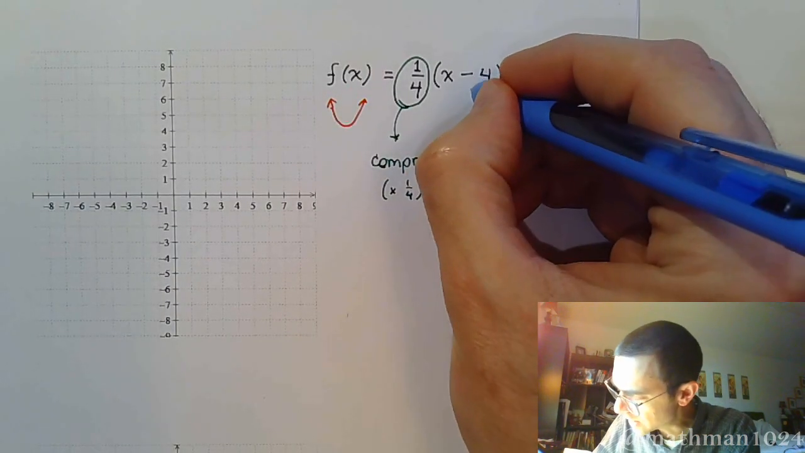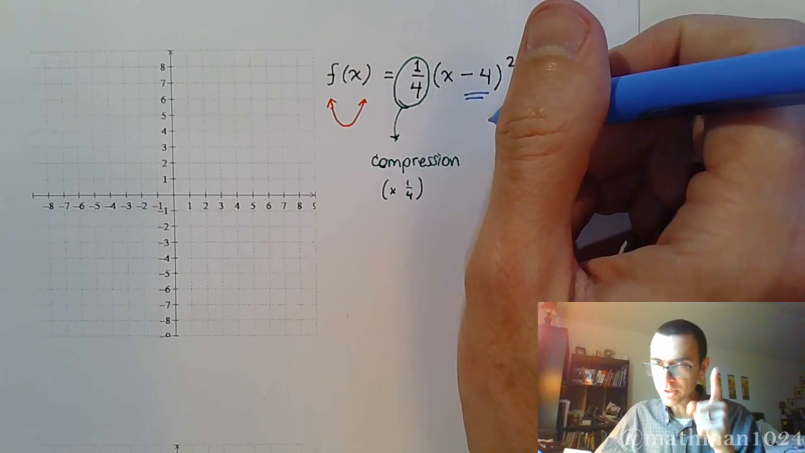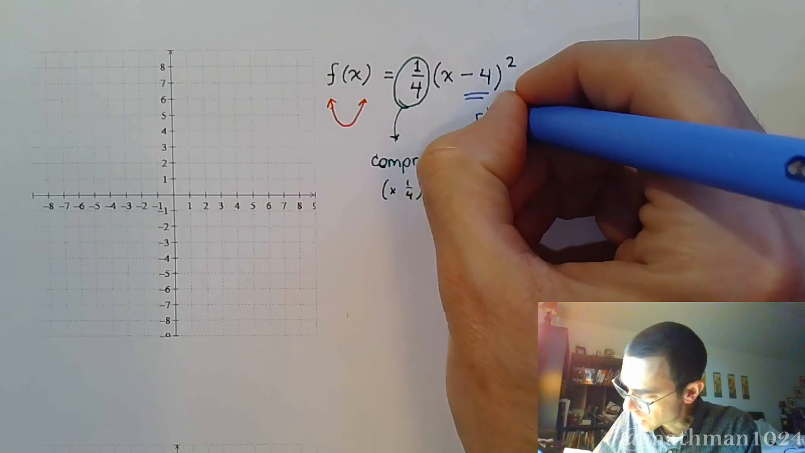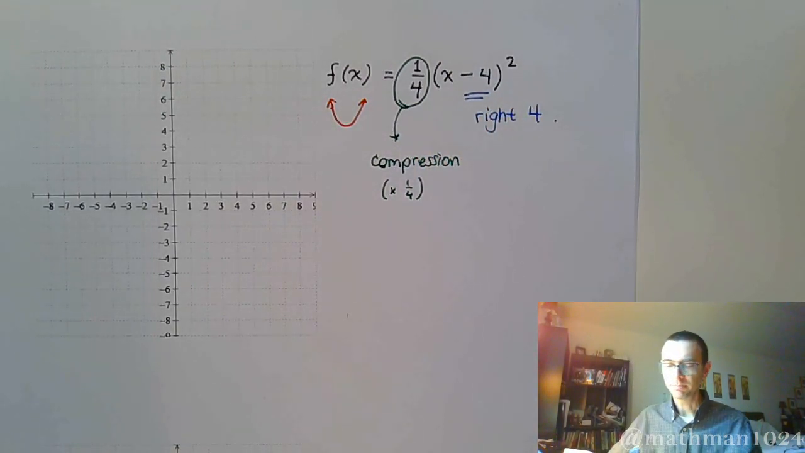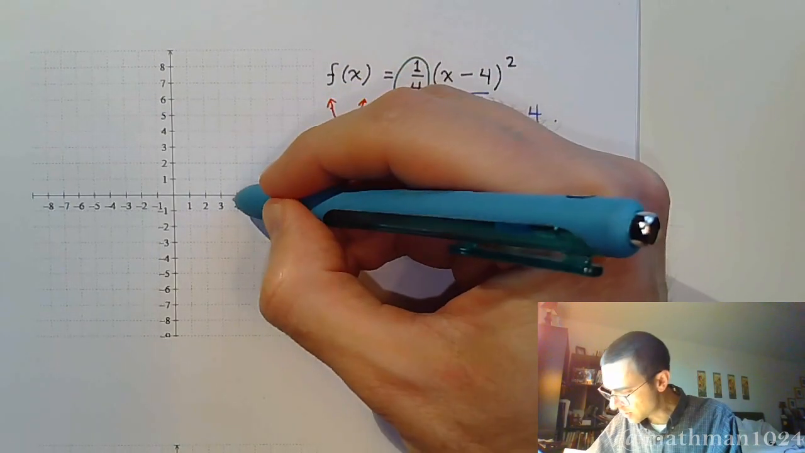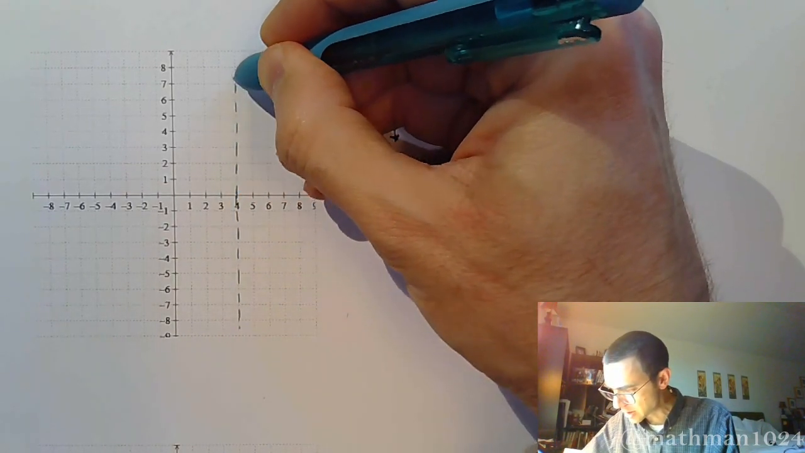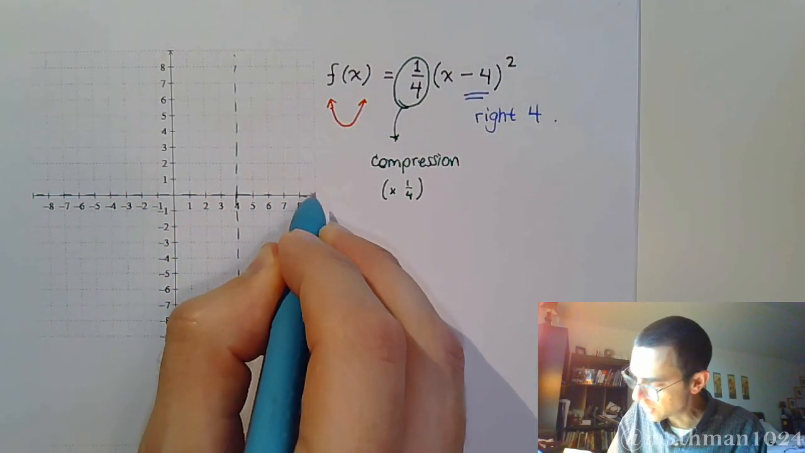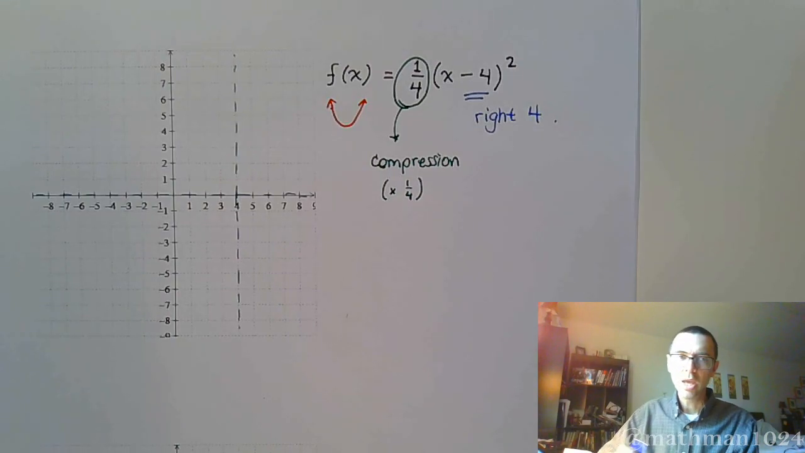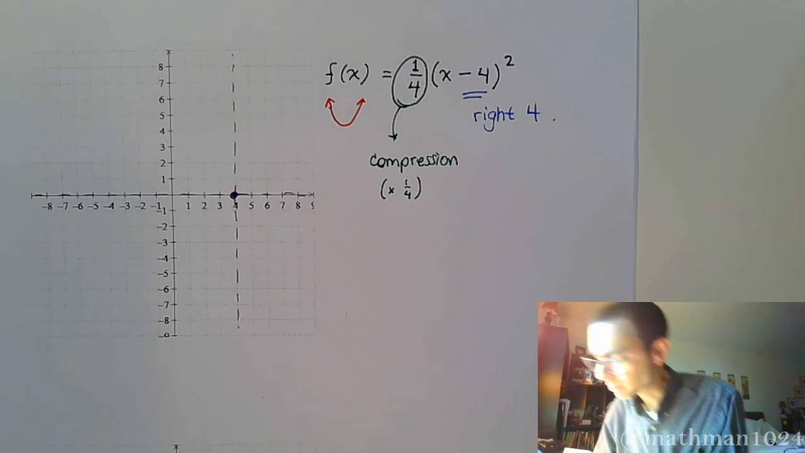And then we have the -4 on the inside, so I see -4 inside, but it's a horizontal shift opposite of what I see. So we're going to go to the right 4 units. All right, so going to the right 4 units is going to look like this. You didn't move up or down, so we're going to keep that right there, and I'm going to start right there.